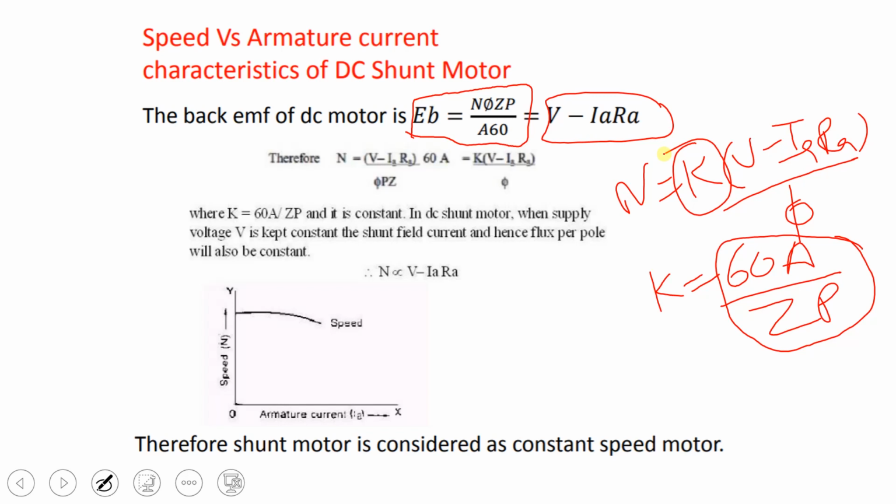In a DC shunt motor, when supply voltage V is constant, the shunt field current and flux per pole will also be constant. So speed is directly proportional to applied voltage minus the voltage drop across the armature. Fine. So it gives this type of graph, which means a constant speed. On the x-axis we have armature current Ia, and on the y-axis we have speed N.